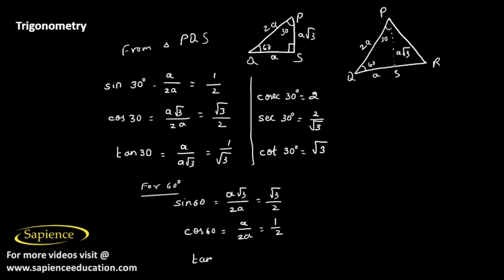And tan 60 is, for 60 degrees, opposite side is a root 3 divided by adjacent side is a. This will be root 3.